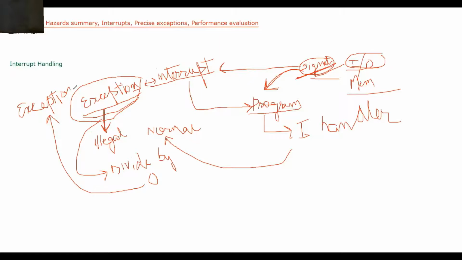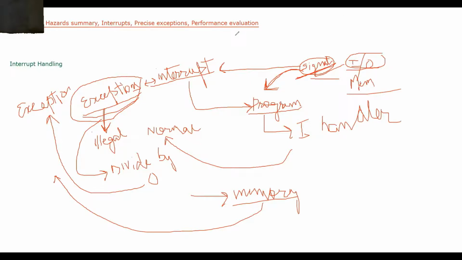Or in other words, for example, I have a program that is accessing some memory, a memory which it should not access. Then in that particular case also, that will be an exception and I have to send a signal to my processor. So the processor will stop the current program or current process and will handle that particular exception or interrupt.